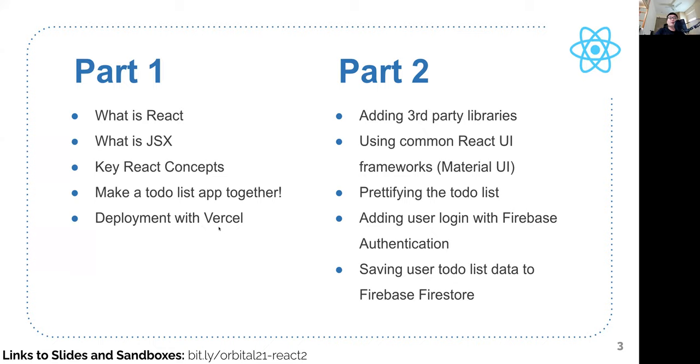Today, what we're going to focus on is adding third-party libraries and using common React UI frameworks like Material UI to prettify the to-do list. Afterwards, we are going to try to add user login with Firebase Authentication and save your user to-do list data to Firebase Firestore, which is a NoSQL database offered by Firebase, which is from Google.